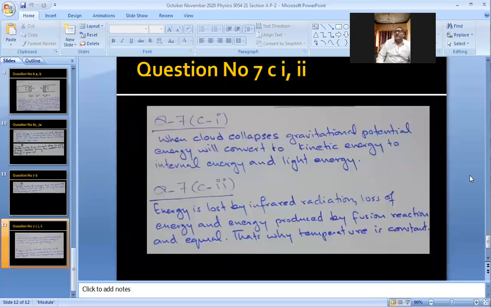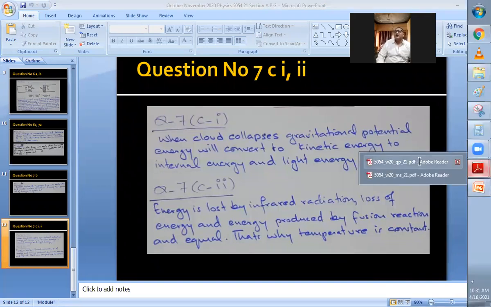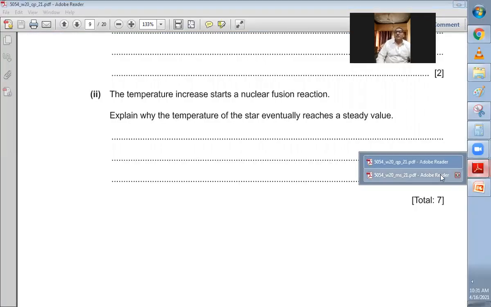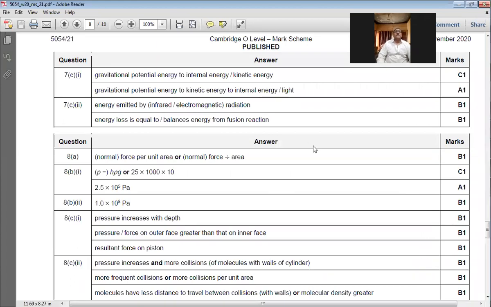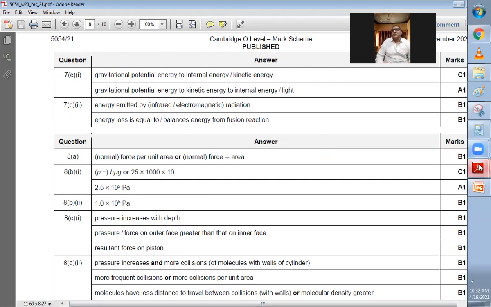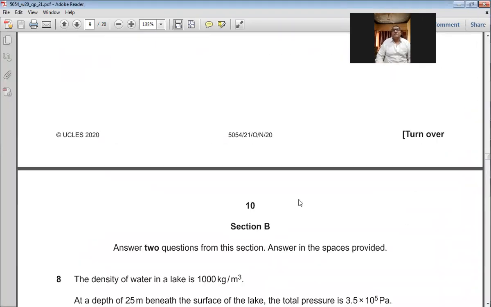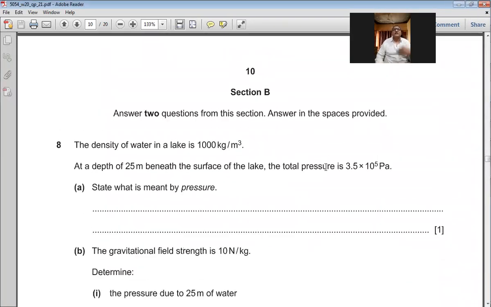So let me check the marking scheme. The marking scheme says the energy emitted by infrared or electromagnetic radiation, the energy loss, is equal to the balancing energy from the fusion reaction. So whatever energy is being produced by the fusion reaction, that energy is lost by infrared radiation. That's why the temperature has become steady, has become constant. Let me go to the paper first and confirm. Now the B part starts.